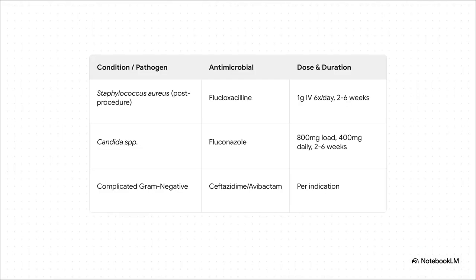And as you can see, treatment has to be incredibly specific. A post-op Staph aureus infection might need weeks of high-dose IV flucloxacillin. If it's a fungal infection with candida, you're using antifungals like fluconazole. And for those really complicated multidrug-resistant gram-negative bugs, we have to bring out the big guns like ceftazidime/avibactam. The drug, the dose, the duration, every single detail matters.